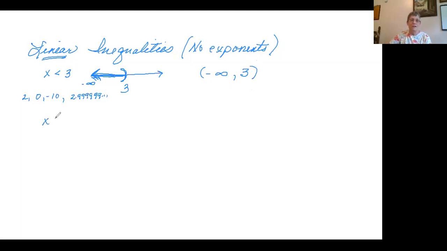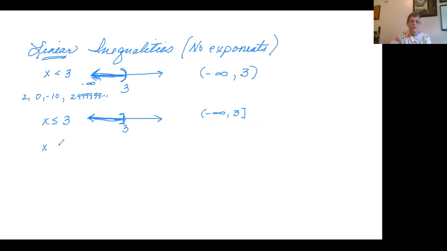On the other hand, x is less than or equal to 3 would be represented on a graph as all the numbers below 3 or including 3 itself. And to show that, we put a bracket on the 3. In this case, 3 is an answer. In the first one, 3 is not an answer. In interval notation, this would still be represented with a parenthesis on the -infinity, but with a bracket on the 3.